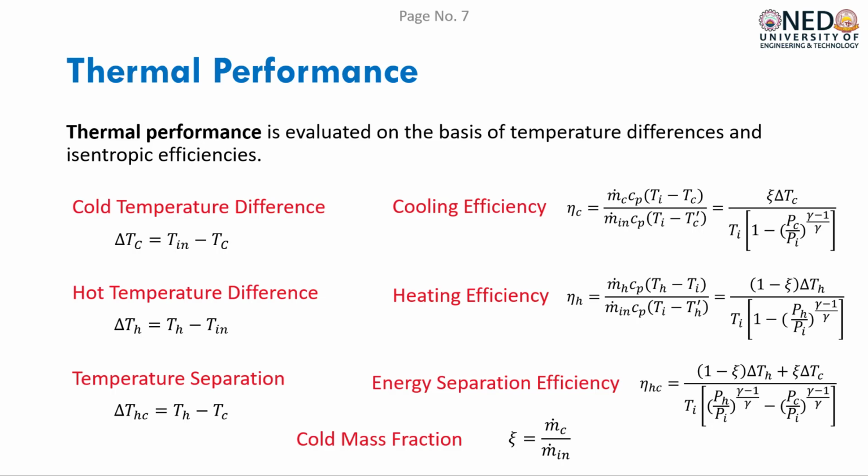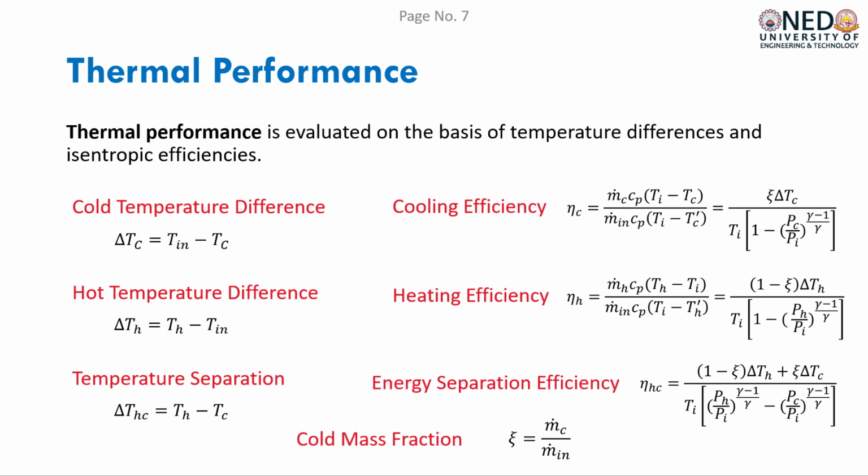Thermal performance of a vortex tube can be determined by temperature differences and isentropic efficiencies. The cold stream temperature difference can be useful for spot cooling application, while hot stream temperature difference is for heating application. Furthermore, vortex tubes are used in power generation and the performance is judged by the total temperature difference between hot and the cold streams.